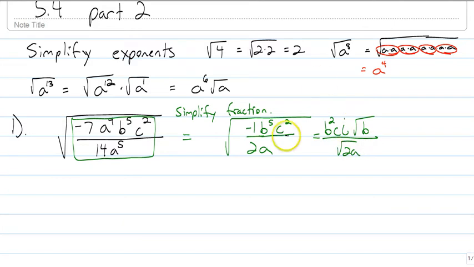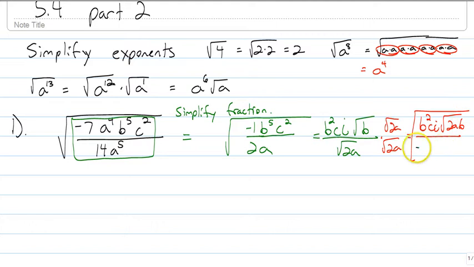So I hope everyone sees how we went from here to here. Again, b to the 5th, there are 2 pairs, so there they are. And then there's one b left underneath the square root symbol. c, there's 1 pair, so 1 comes out, and the -1 becomes an i. Finally, we cannot have square roots on the bottom, so we multiply the top and the bottom by square root of 2a. So my final answer for this problem is b squared c i root 2ab all over 2a.